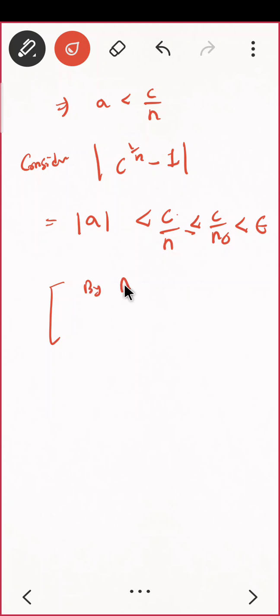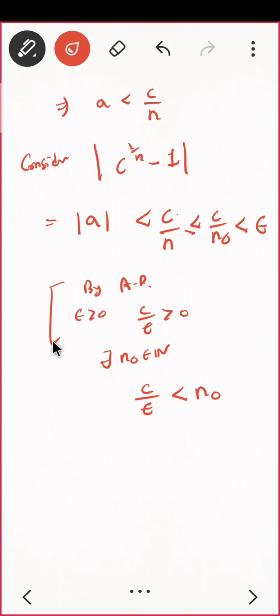By the Archimedean property, epsilon is positive, so c by epsilon is also positive. So there exists n naught belonging to the natural numbers such that c upon epsilon is less than n naught. This is what you get by the Archimedean property.